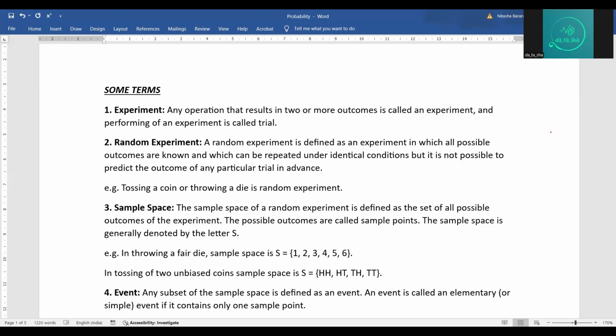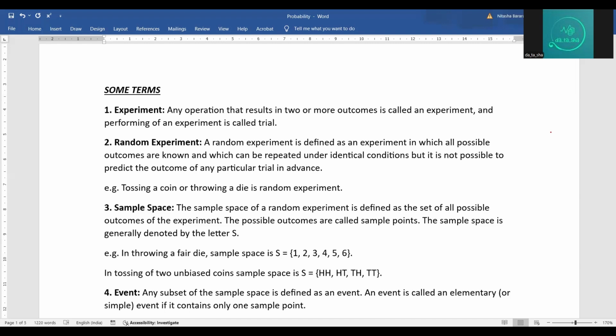Random experiment is defined as an experiment in which all the possible outcomes are known and which can be repeated under identical conditions, but it is not possible to predict the outcome of any of it. Obviously, you know the outcomes, like we toss a coin, so we know either you will get a head or a tail, or you roll a die, so you know either you will get one, two, three, four, five, or six. You are playing cards and you are just taking a card from that pack of cards. So you know what could be the outcome. So that's the random experiment.